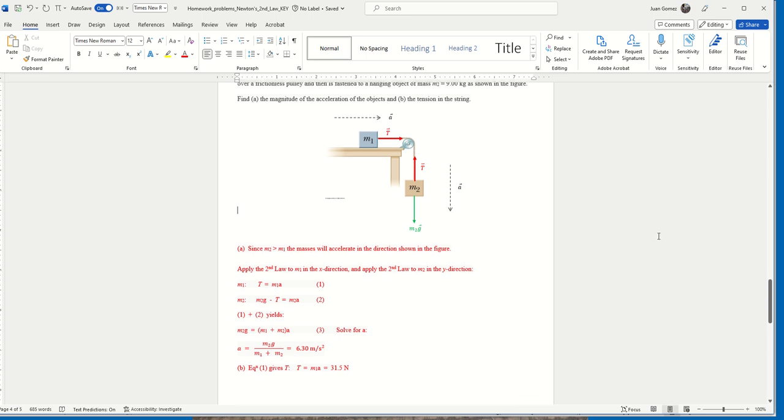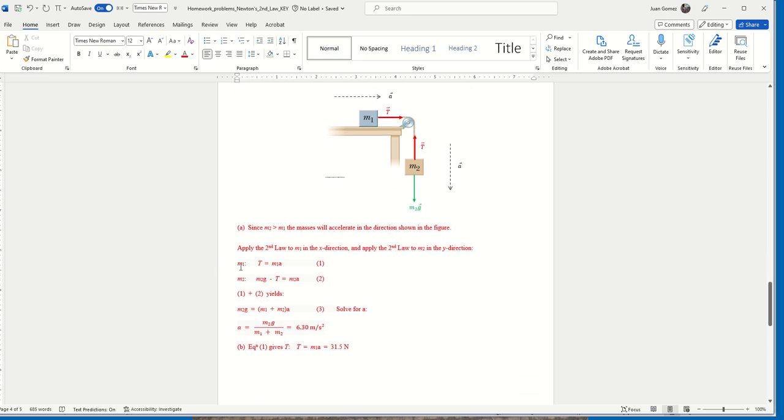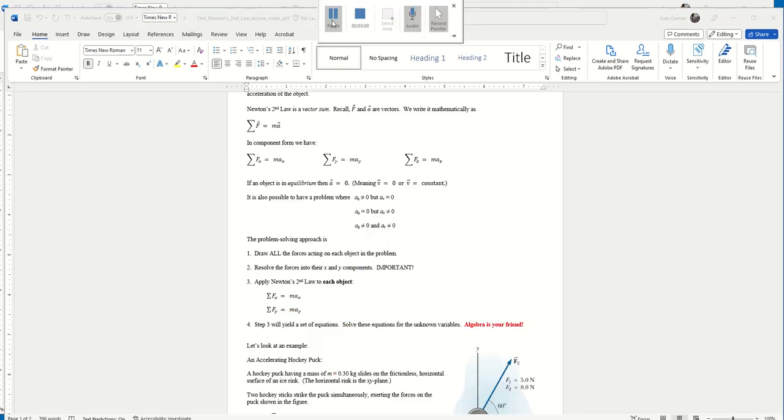Let's apply Newton's second law first to M1 and then to M2. For M1, I apply Newton's second law in the x direction. For M2, I'm going to apply Newton's second law in the y direction, because those are the directions respectively that M1 and M2 are accelerating. Remember, in general, dealing with M1, the sum of the forces in the x direction equals M times Ax. There's only one force in the x direction, T. Let me pause it here for a second.